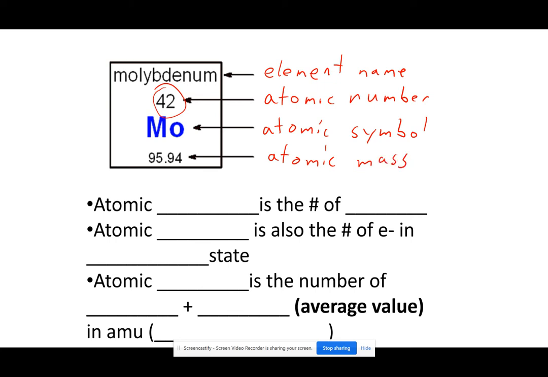Now, let me give you some details here. The atomic number is the number of protons. It tells me how many protons an element has. The atomic number is also the number of electrons in a neutral state, because the number of protons and the number of electrons will be the same. The atomic mass, which is the number with the decimal, is the number of protons plus neutrons.